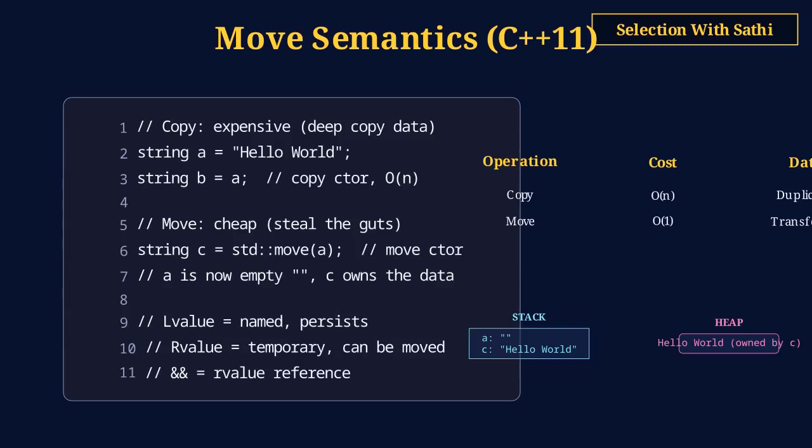std::move is a cast that converts an lvalue to an rvalue reference. It doesn't actually move anything, it just tells the compiler, this object is ready to be moved from.